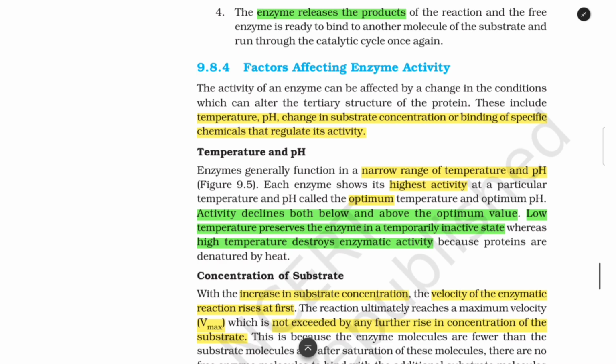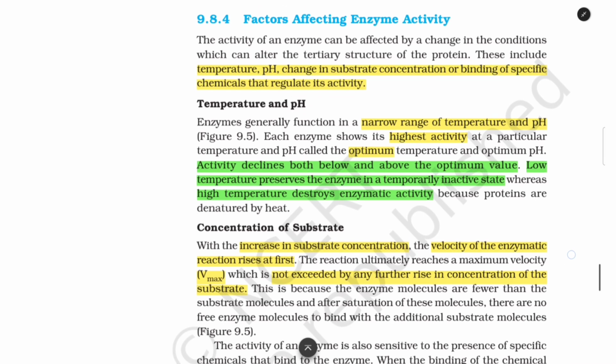Number 4. The enzyme releases the product of the reaction and the free enzyme is ready to bind to another molecule of the substrate and run through the catalytic cycle once again.